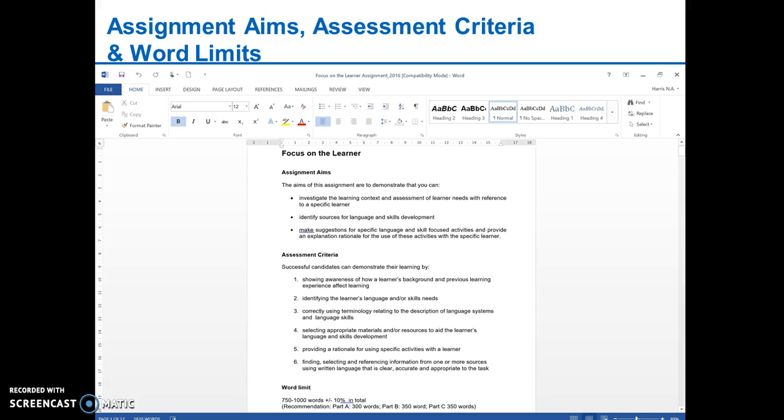This next slide tells you about the aims, the assessment criteria, and the word limits for the Focus on the Learner assignment. Please note, importantly, the word limit of 750 to 1,000 words. We are not looking for a PhD level submission. This, as a level 5 CELTA qualification, is an initiation into the world of English language teaching, and as a result, the length of the assignments, we hope, are very manageable.